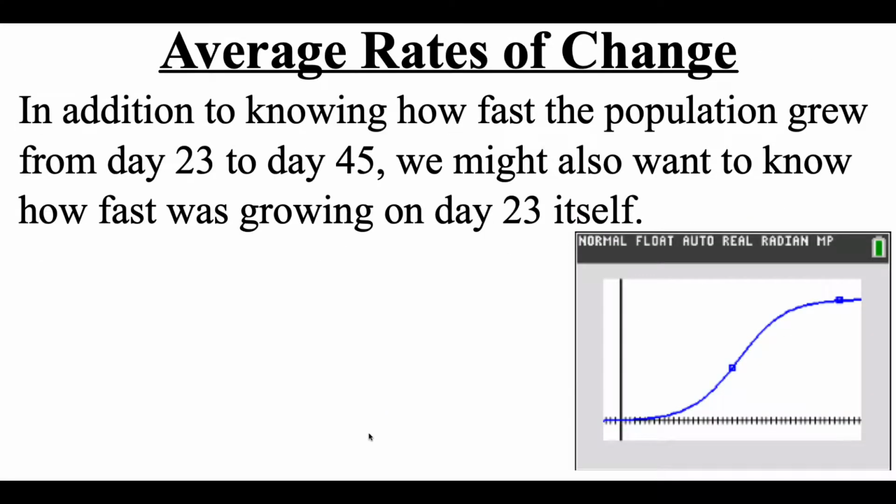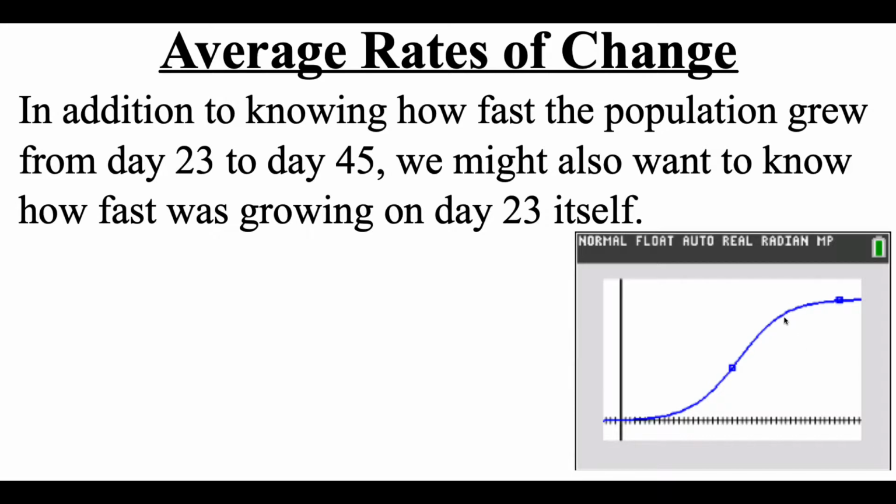Now, in addition to knowing how fast the population grew between day 23 and day 45, we might want to know how fast the population was growing exactly on day 23. And if we think about that line that we drew in, it's a nice steady path from that 23rd day until that 45th day. But if we focus on what's happening on the graph, it looks like at the very beginning there was a much more rapid growth, and then it kind of leveled out towards the end. So that 8.6 flies per day might not be a very good representation of what's happening exactly at day 23.